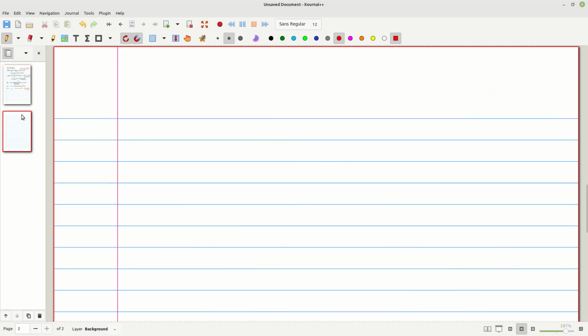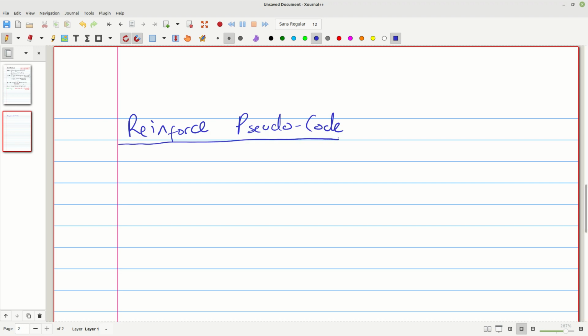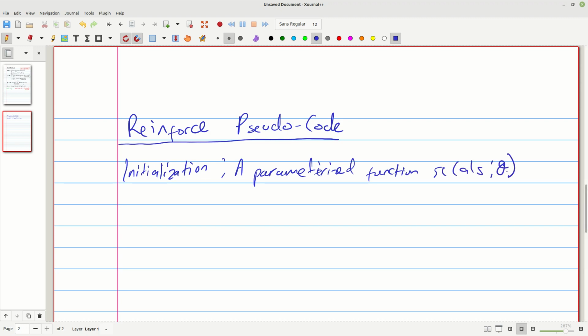Let me open up a new page. We're going to look at the reinforce pseudocode. Essentially, we start with our initialization. We have our parameterized function pi a given s, which is parameterized by theta. We initialize that, and what is our goal? The optimal policy maximizing J theta, which is why we take the gradient with respect to this and add it to our theta, because we're doing gradient ascent, which is maximizing this value.